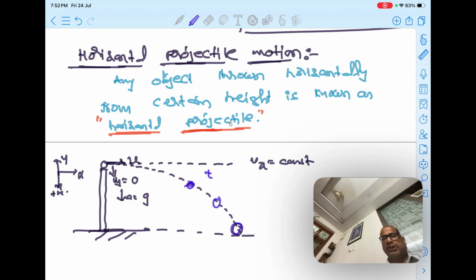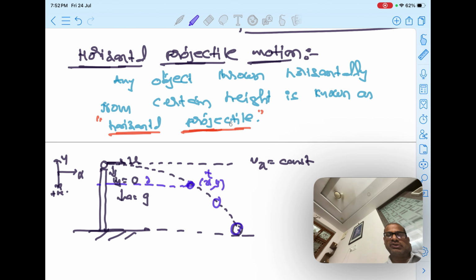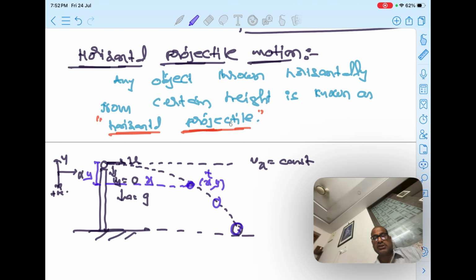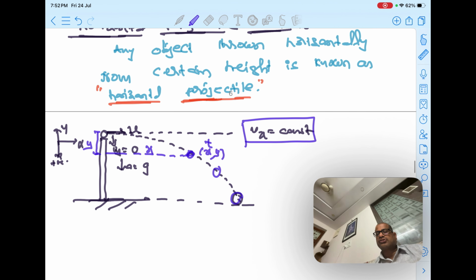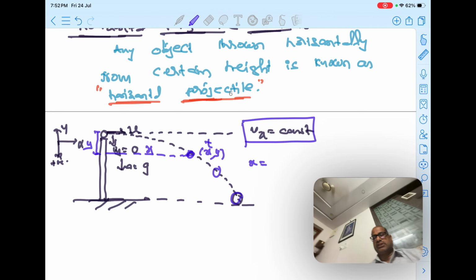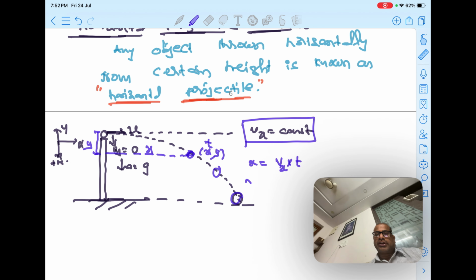At an instant of time t, its position is x along the x direction and y along the y direction, with downward taken as positive. After t seconds, in the x direction velocity is constant, so displacement is velocity into time. The x direction velocity is u, so x is equal to u into t. From here you can find the time t is equal to x by u. Call this equation number 1.